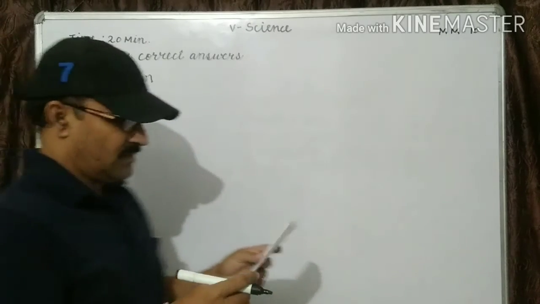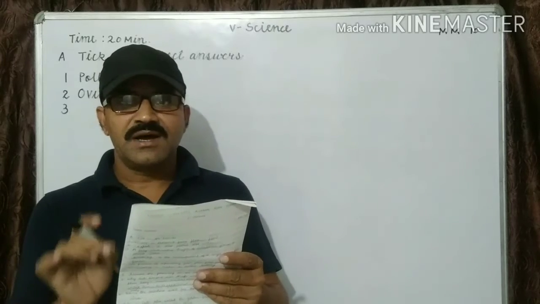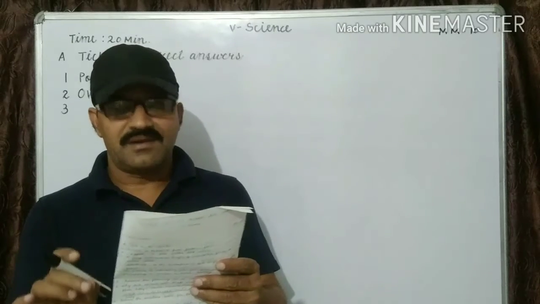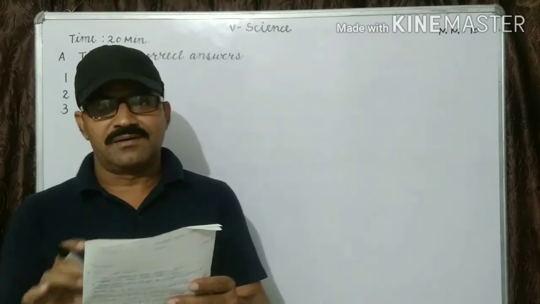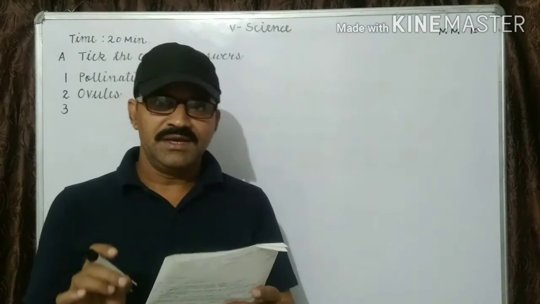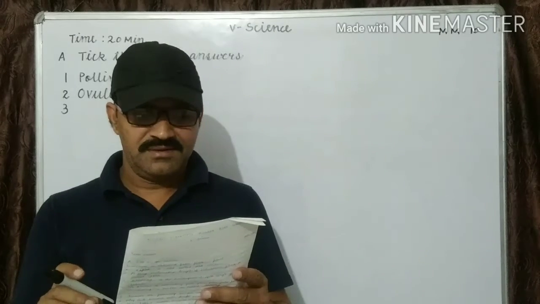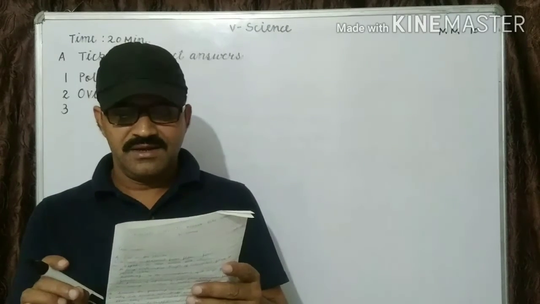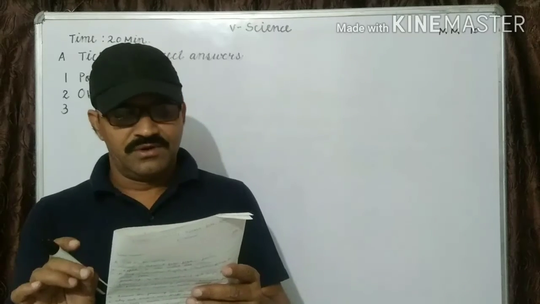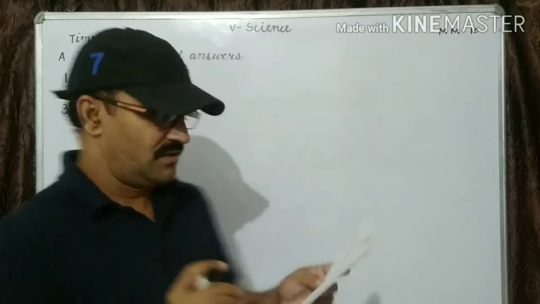Third, the pollen grains must reach the dash of the flower for pollination to occur. Option is A. stigma, B. filament, C. style, or D. ovule. Right answer is A. stigma.